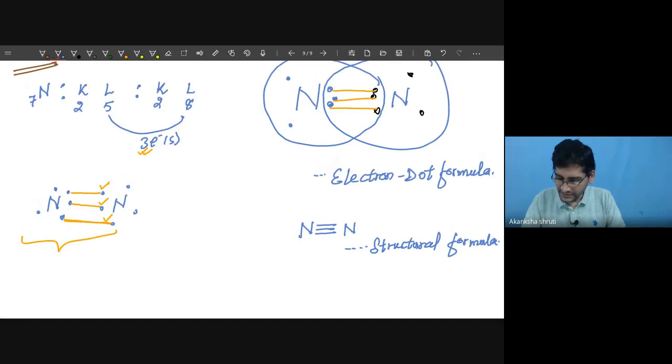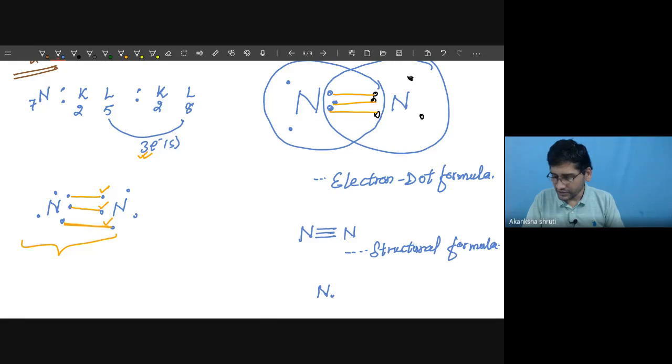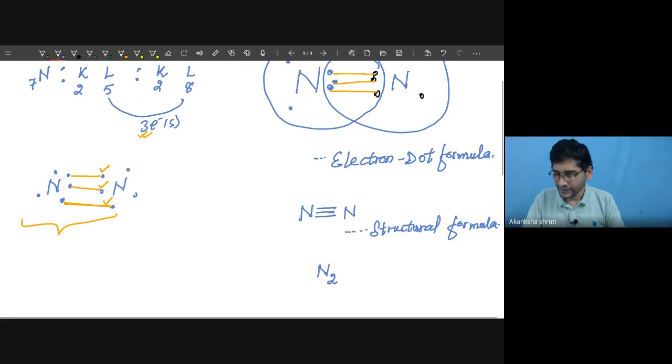But writing this in the simplest form or denotation using symbols, here we get this stable molecule containing 2 nitrogens. So N and the suffix 2 is written here. It is called the molecular formula.